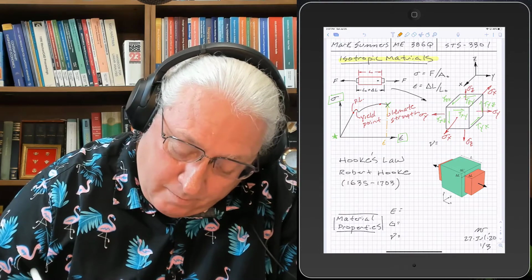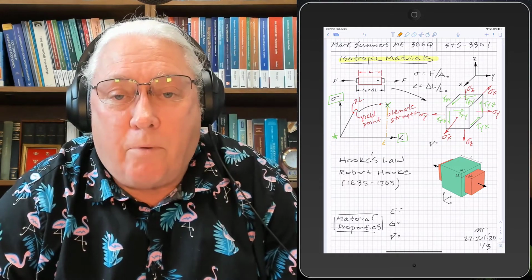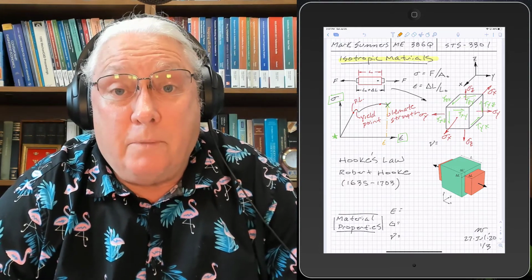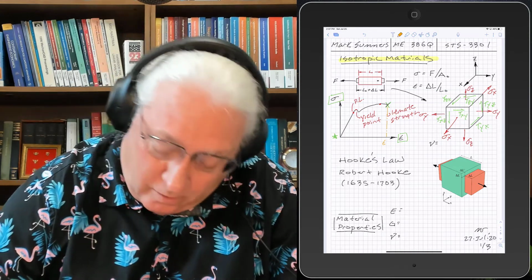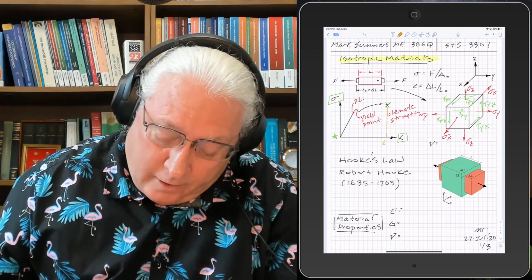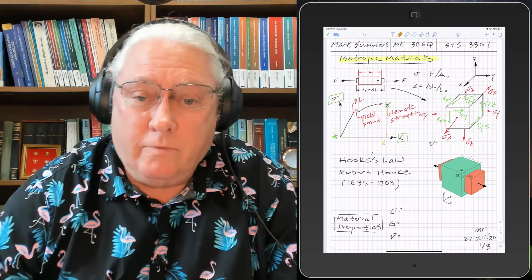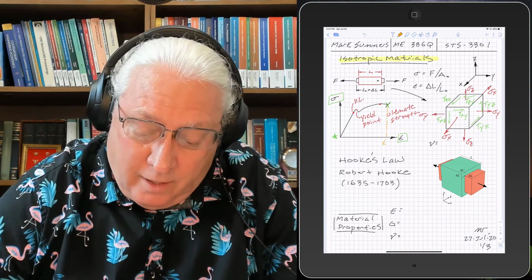I don't know what we'll call it, but it's another mechanical property that we use to determine if materials are ductile or brittle. And so we'll talk about that more later. All right, so let's move on to Hooke's law.